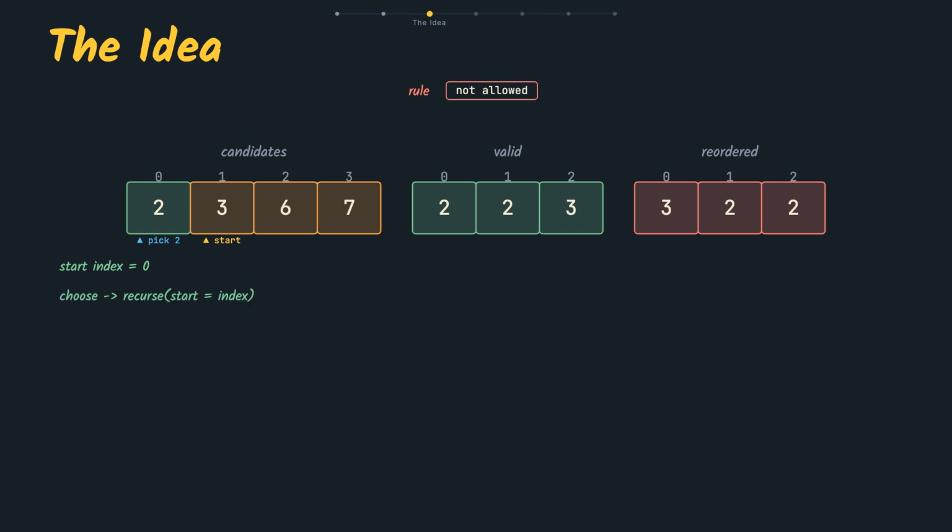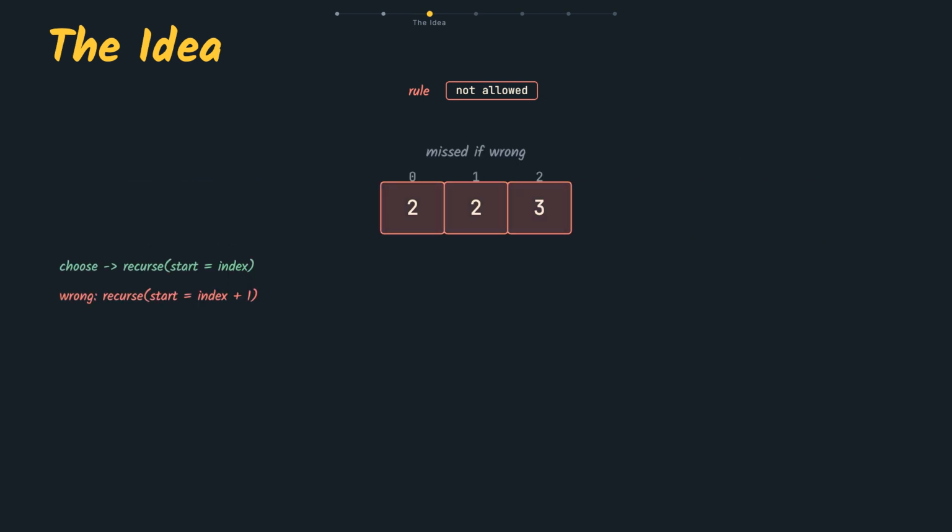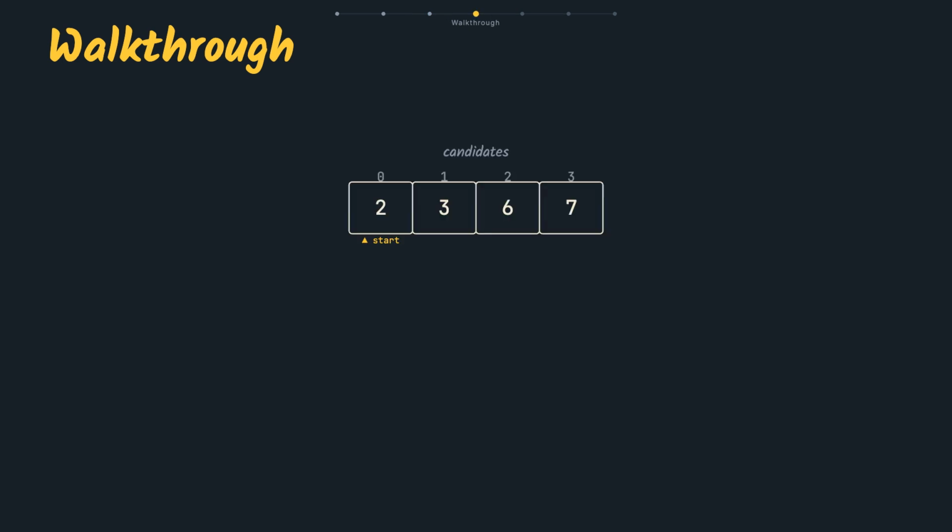You might think we should move to the next position after picking a number. Do not, or you would lose repeats like 2 plus 2 plus 3. So the rule is simple. When we choose a number, recurse from that same position. When we skip it, move right. Start with an empty path, remaining target 7, and start position 0.